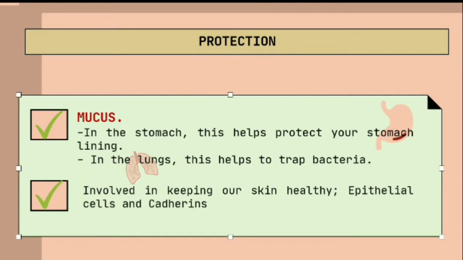So, epithelial cells is a type of glycoproteins that helps in a way that it attaches our skin cells to each other, forming a tough barrier to protect our body. And then on the other hand, if we say cadherins, it is a glycoprotein that helps our skin hold together. So actually, I have here an illustration of cadherins.